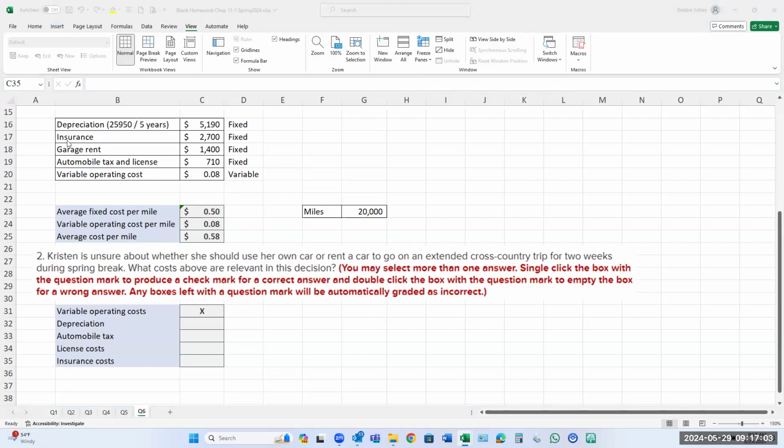I don't know why they didn't include rent down here, but garage rent, she's still going to have to pay rent on the garage too if they had included that as one of these costs. That is not relevant. So the only relevant cost from above is that variable cost, whether or not she drives her car on this trip. And that's it.